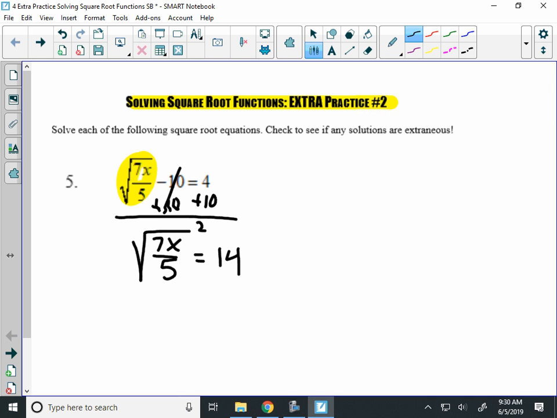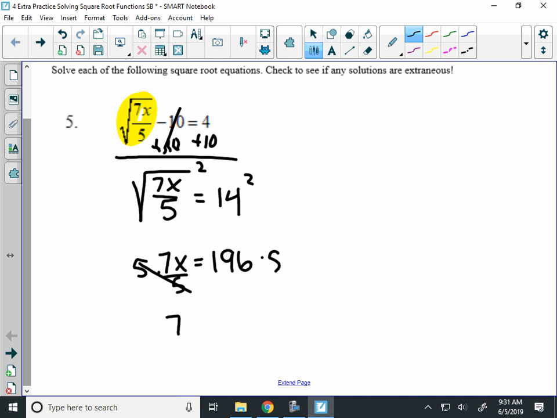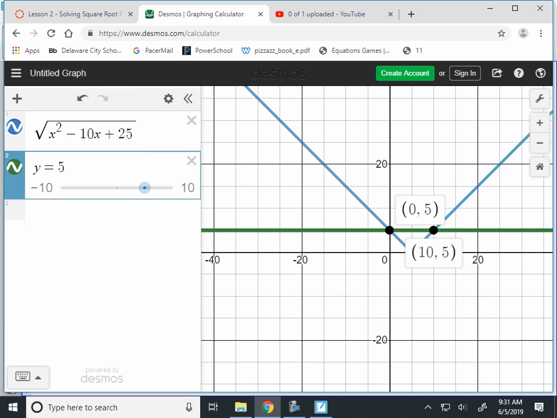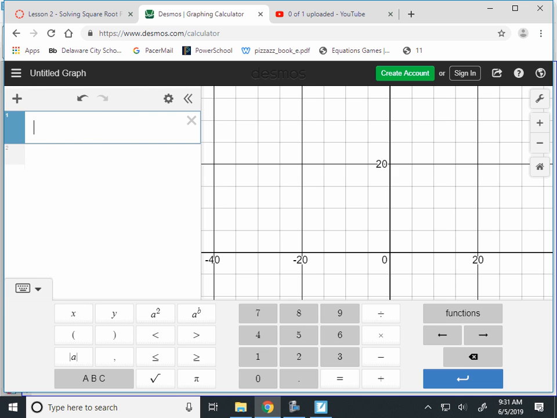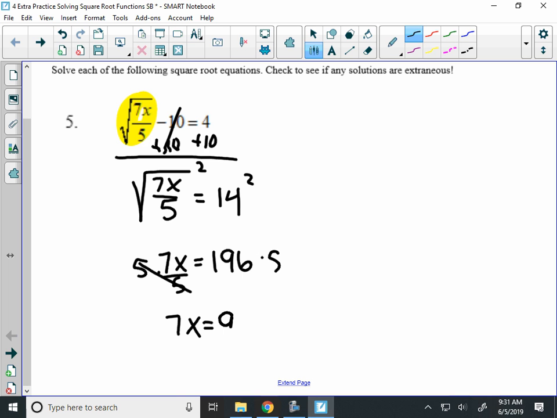I'm going to square both sides, which will give me 7x over 5 equals 196. Oh, 7x over 5, I'm sorry. And then this is going to be a kind of big number, so we'll multiply both sides by 5 to get rid of the denominator. 7x equals 196 times 5. I have it on the paper, but I want to show you: 980. Divided by 7, when I type that into decimals, I got 140.